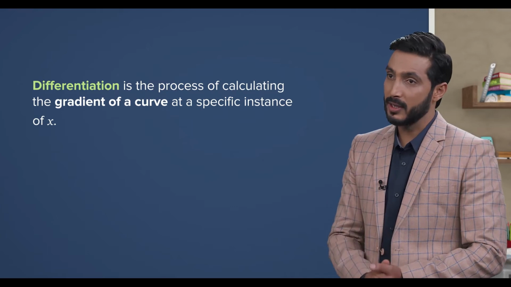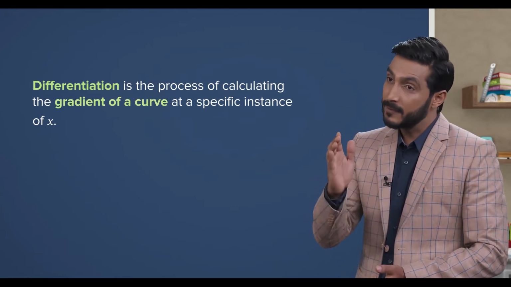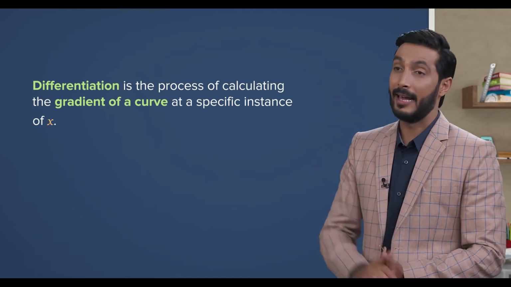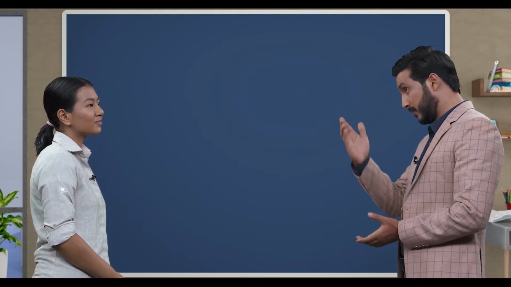Differentiation is the process of calculating the gradient of a curve at a specific instance of x value. Got it. Good. Did you completely master the concept of tangent in the previous lesson? Yes, I did, teacher. Let me recall for a quick moment.